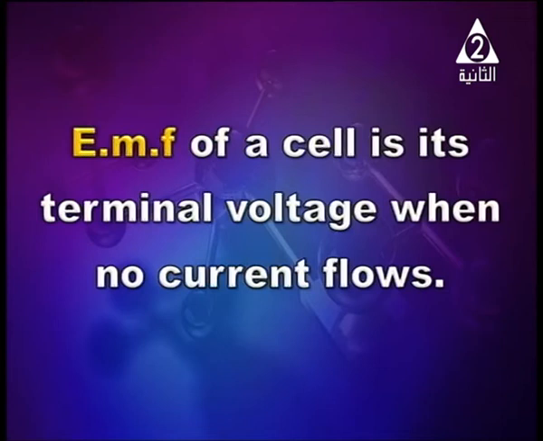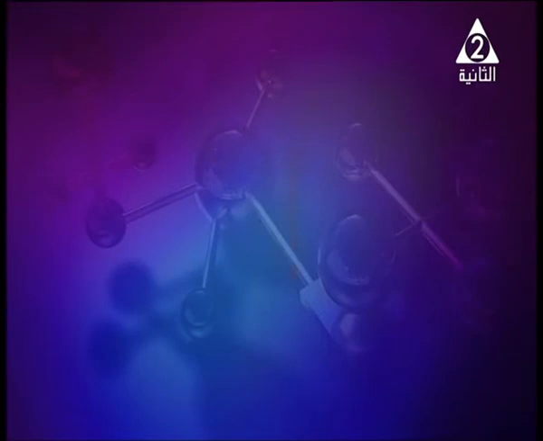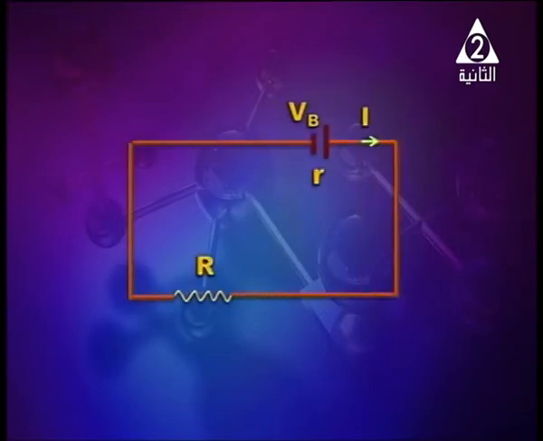Also, EMF of a cell is defined as the terminal voltage of the cell when no current passes through it. Once again, EMF of a cell is the terminal voltage when no current flows. In front of you, we've got a very simple circuit, a cell connected to a load denoted by R. They are connected in series, so the same current, denoted by I, passes through the cell and the load.